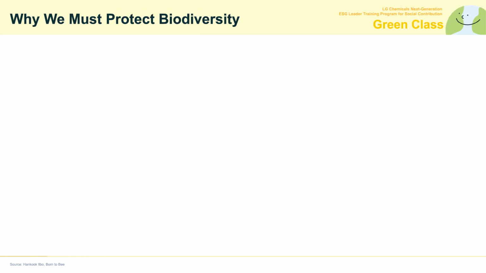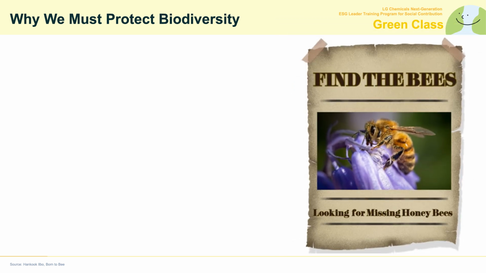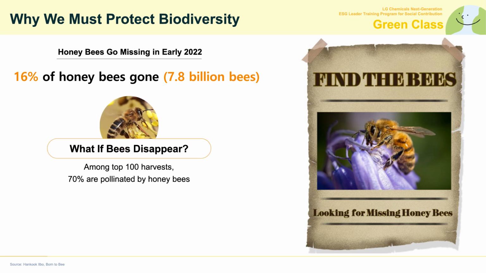Now, let's look into organisms that didn't go extinct but fell a lot in their numbers. Let's have a look at honeybees. Honeybees help transfer pollen, which helps plants bloom flowers and make fruits. But as of 2022, 7.8 billion bees have disappeared, which is 16% of all bees. When bees disappear, it becomes harder to make fruits. That could lead to less food we can eat, such as crops, fruits, and vegetables.